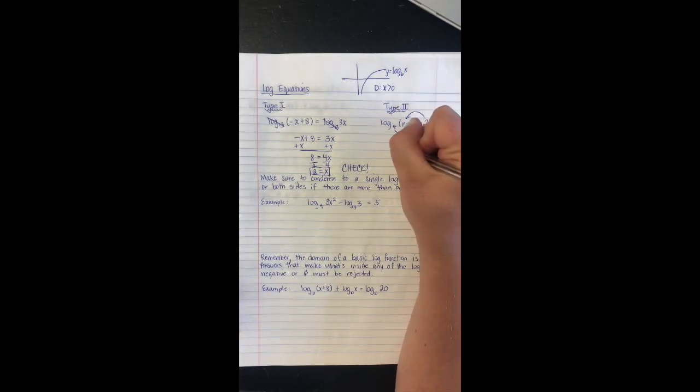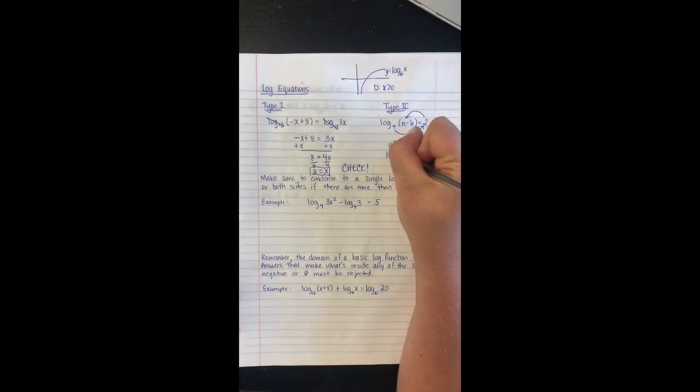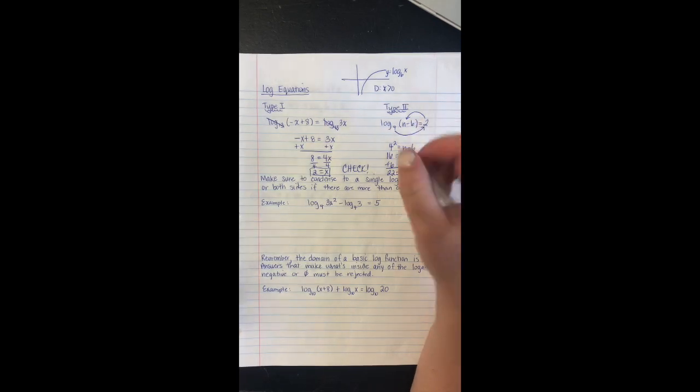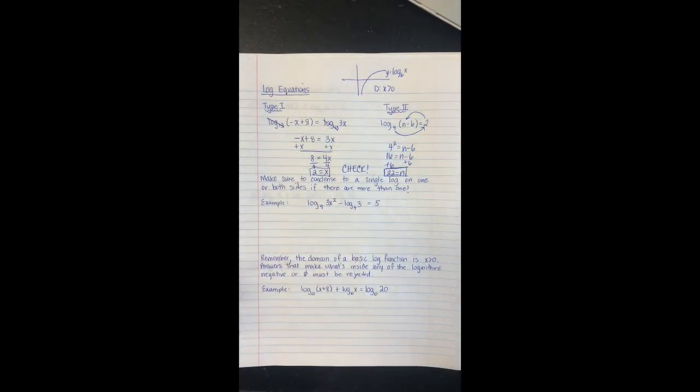So 4 to the second equals everything on the inside, n minus 6. 4 to the second is 16, equals n minus 6. As I add 6 to both sides, I get 22 equals n. Again, don't forget to check. Does 22 make what's inside the log a negative or a 0? The answer is no, so that's going to work out, and therefore your answer would be n equals 22.